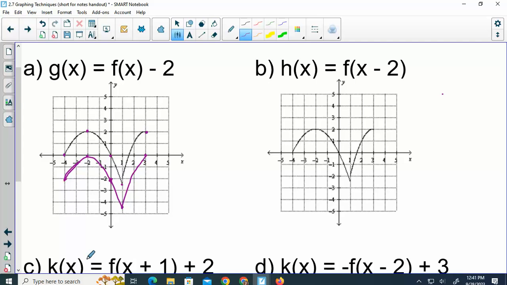What about B? So take each of your points to the right.